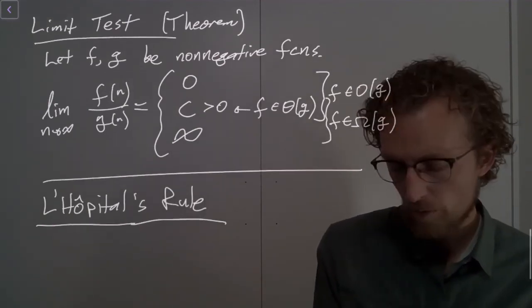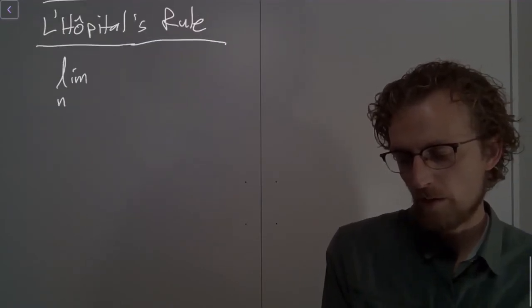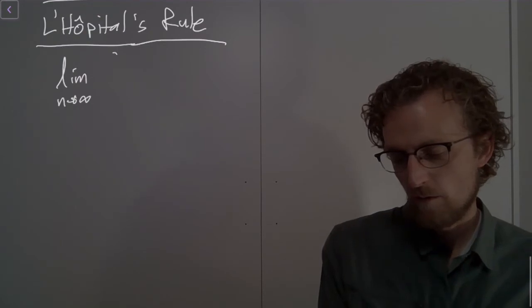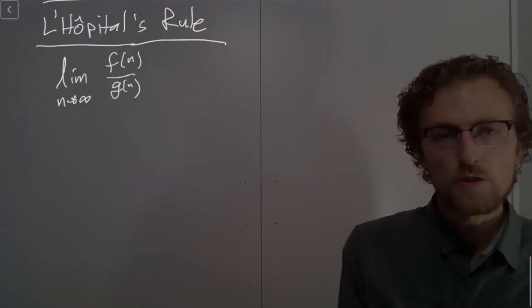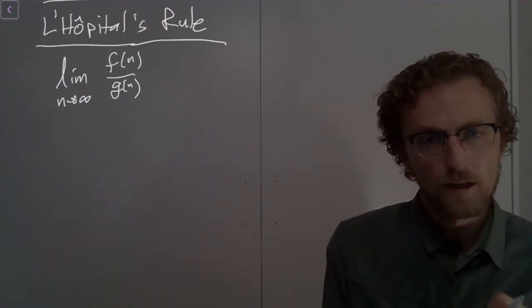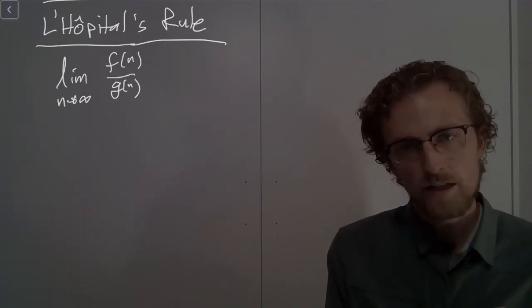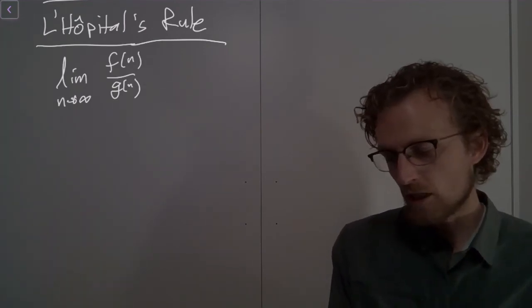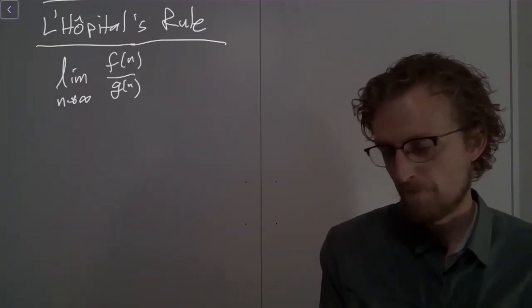All right, so in L'Hopital's Rule, what do I have? Suppose I'm trying to evaluate a limit of two functions, the limit of f of n divided by g of n. If I evaluated either the limit of f of n or the limit of g of n in isolation, suppose this looks like 0 divided by 0 or infinity divided by infinity, right?